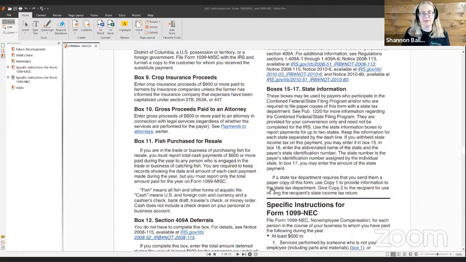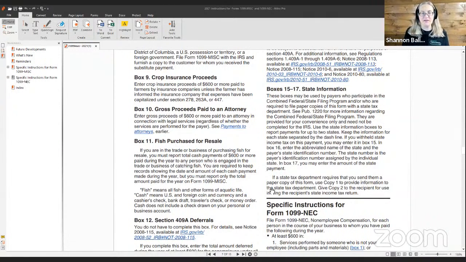Enter crop insurance proceeds of $600 or more paid to farmers by insurance companies unless the farmer has informed the insurance company that expenses have been capitalized under Section 278, 263A, or 447. Box 10, gross proceeds paid to an attorney. Enter gross proceeds of $600 or more paid to an attorney in connection with legal services, regardless of whether the services are performed for the payer. See payments to attorneys earlier.